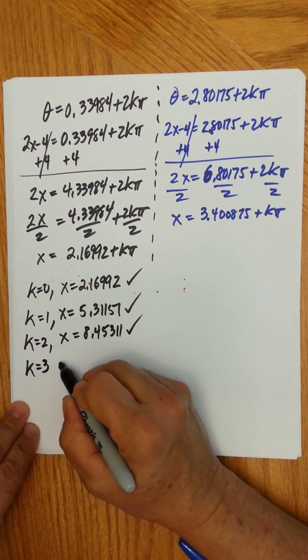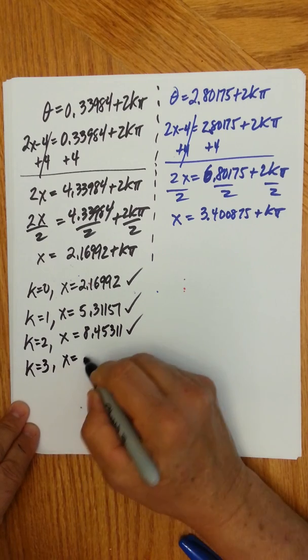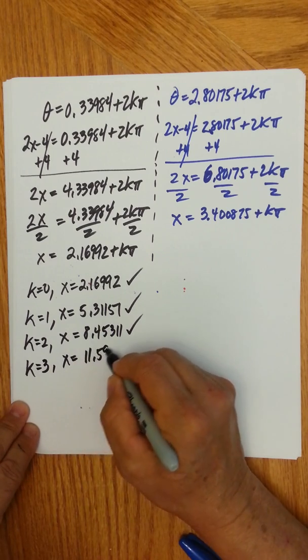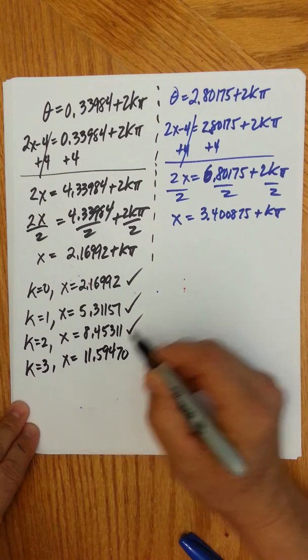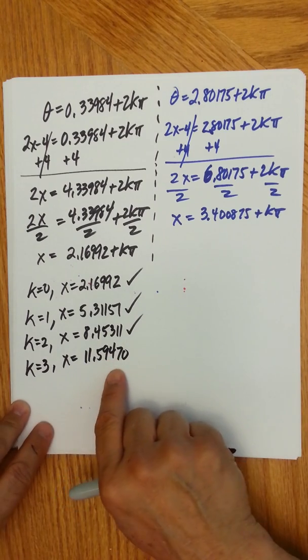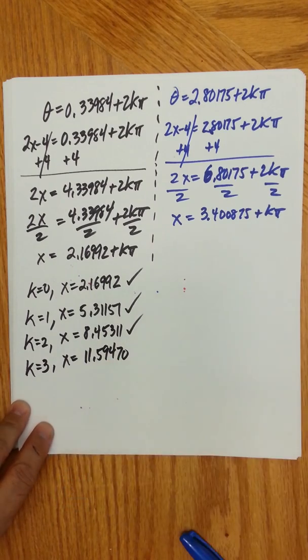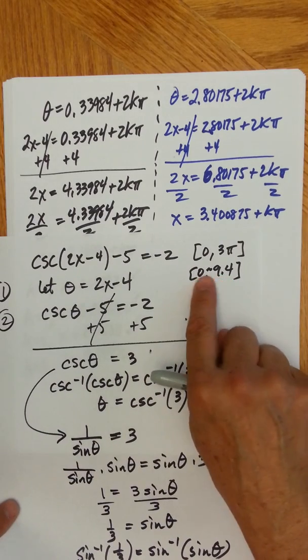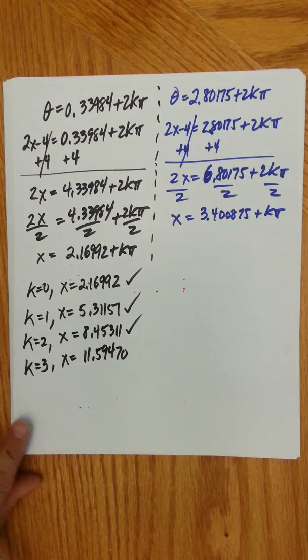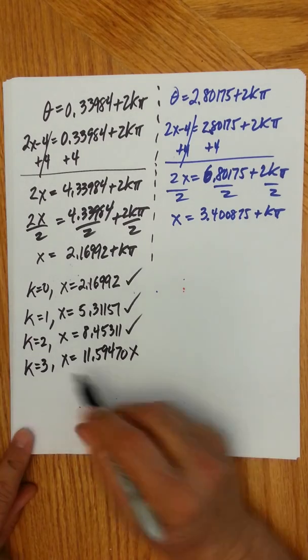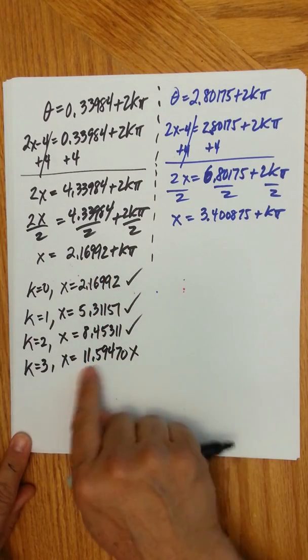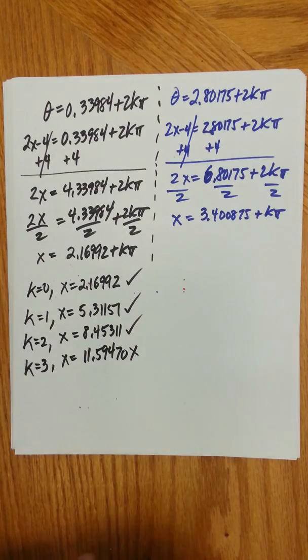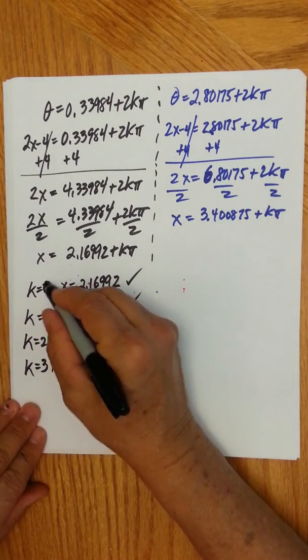Now when I put in k equals 3, I get 11.59470. Now that exceeds 9.4, right? I wanted to stay less than 9.4, only between 0 and 9.4. So this one I don't want to take. I'm done. If I keep increasing k, I'm just going to get bigger numbers, so I don't want that. So now I'm going to try some negative values of k.